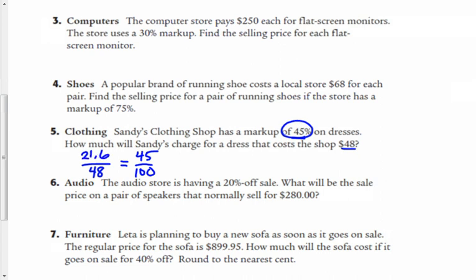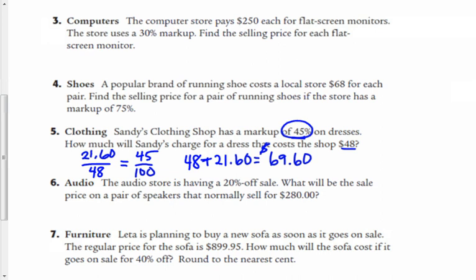Now that's how much we need to add on, and this is a price, so I'm going to put a 0 there to put it to the nearest hundredth. So I need to add that on to my 48. 48 plus 21.60 equals 69.60. So that's what Sandy would charge if she marks it up 45%.